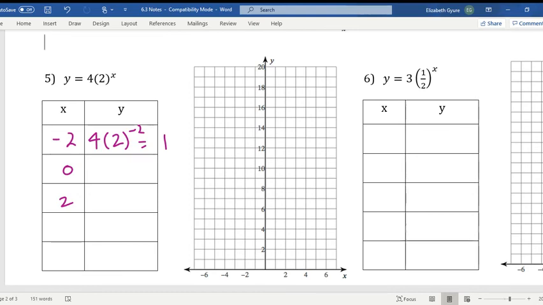Now do 0. So 4 and then 2 to the 0. So do the exact same process. So do 2 to the 0. So 2 to the 0, that should give you 1, right? And then times 4 should give you what? 4.